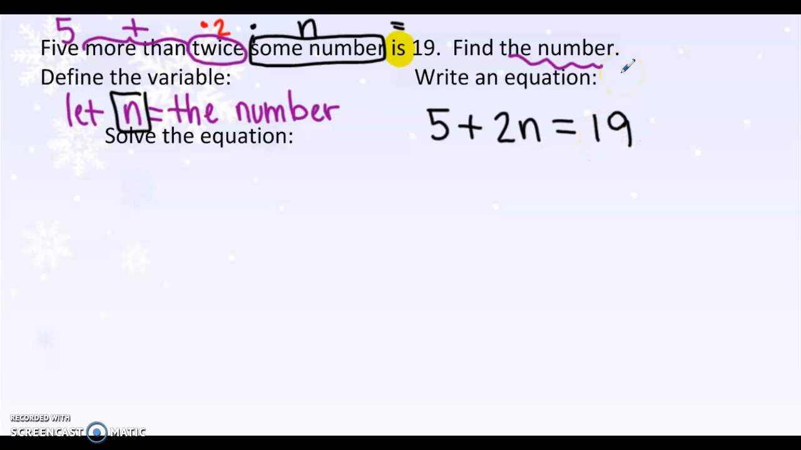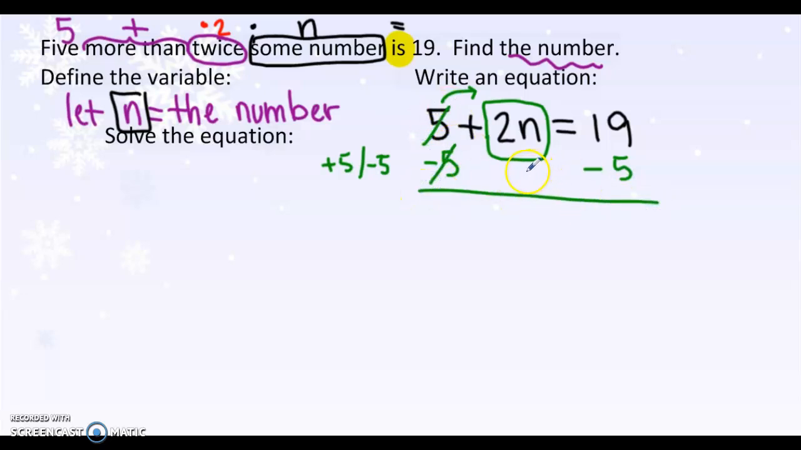Write our equation. Next step, solve the equation. Here's our term with our variable. We are adding 5 to that, so we need to kick that out. To undo adding 5, we're going to subtract 5 because subtraction undoes addition. 5's cancel off. We're left with 2n, bring down the equal sign, and 19 minus 5, different signs, so subtract, is 14. Again, 2 is being multiplied by n, and to undo multiplying by 2, we're going to divide by 2. So divided by 2, divided by 2, and n equals 7.